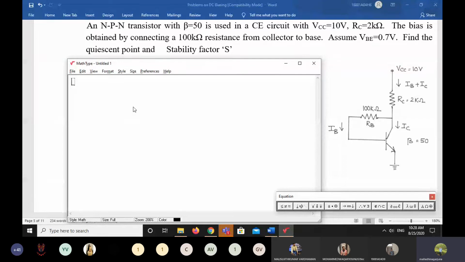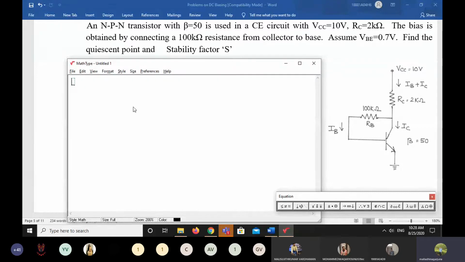To calculate the operating point, the data is given: all the resistor values, the supply, and the VB value. We need to calculate VCEQ and ICQ. Those two values are your operating point.